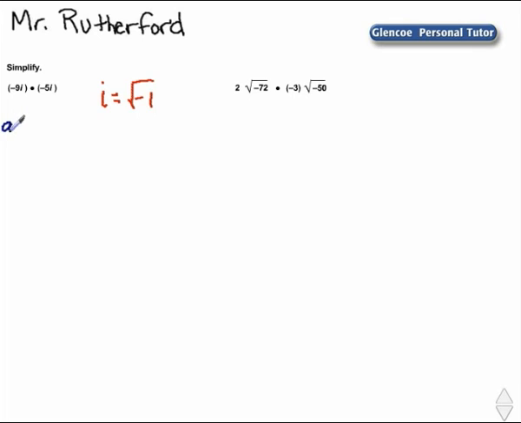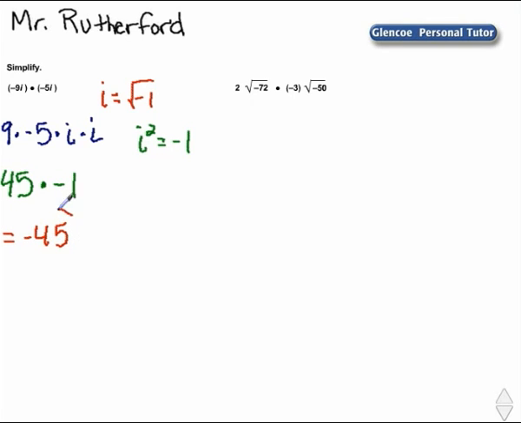I'll group negative 9 and negative 5 and multiply them together, and group the i's together. So here we're using the commutative property of multiplication. Now negative 9 times negative 5 is positive 45. This will be i times i, which is equal to i squared, and i squared is equal to negative 1. So this means we have 45 times negative 1, which is equal to negative 45.